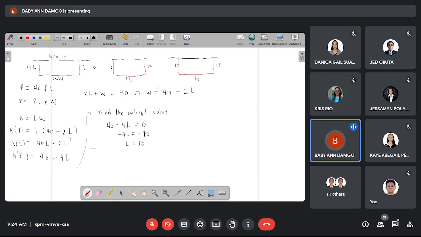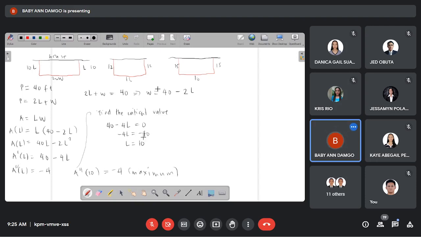Okay, so we check if this is what maximizes the area. So here, take the second derivative, which is negative 4. So if we have a double prime of 10, this is negative 4. If we have a negative second derivative, this means it is a maximum. So we have L equals 10.